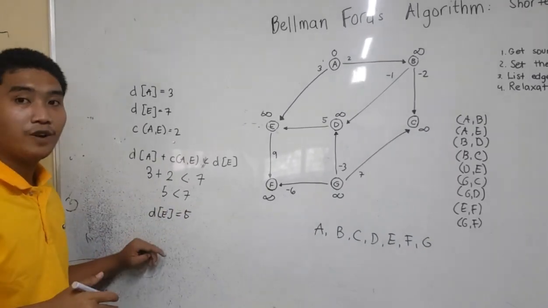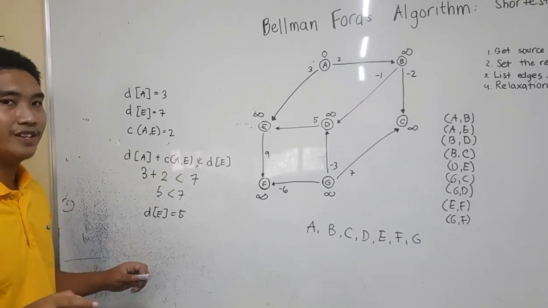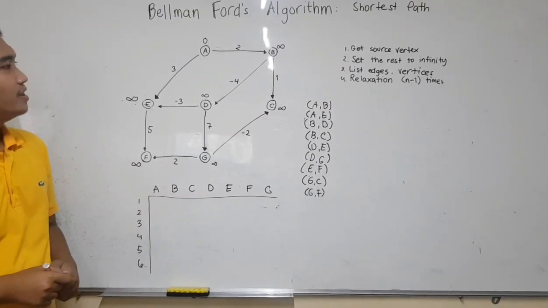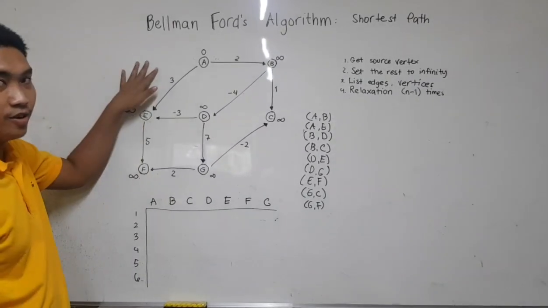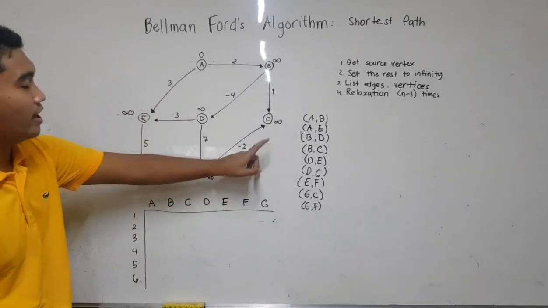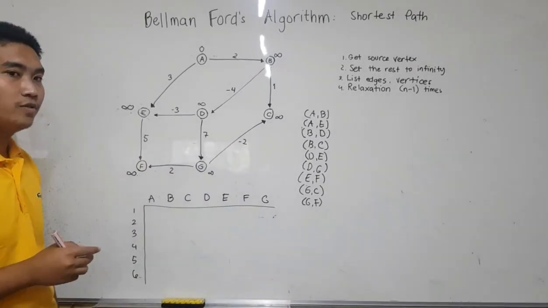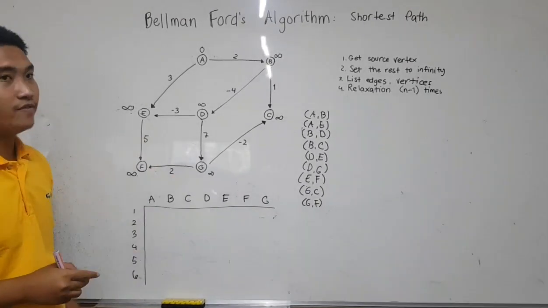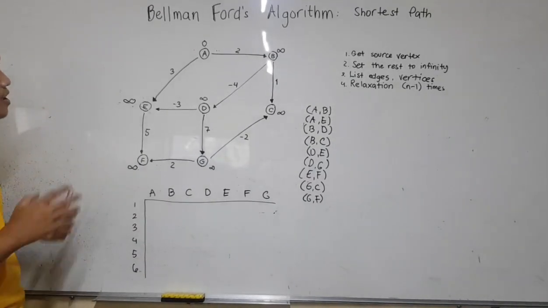Now, so that's the process of relaxation. We shorten the distances of each vertex in order to make the shortest path possible. Now we know what relaxation means. So let's start. Let's say we listed all the vertices here and all the edges here, which are 1, 2, 3, 4, 5, 6 iterations. Since we have to do relaxation 6 times, which is n minus 1, since these are 7 vertices, 7 minus 1 is 6. So now let's start doing this.